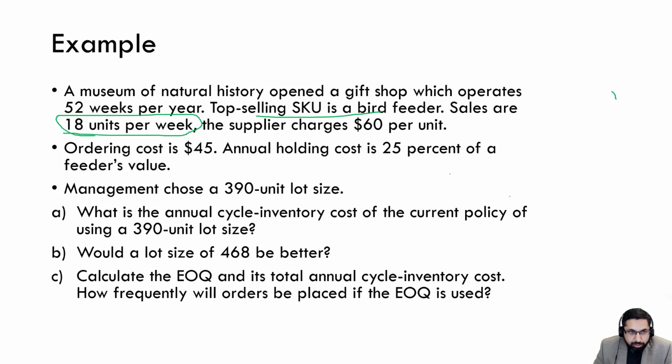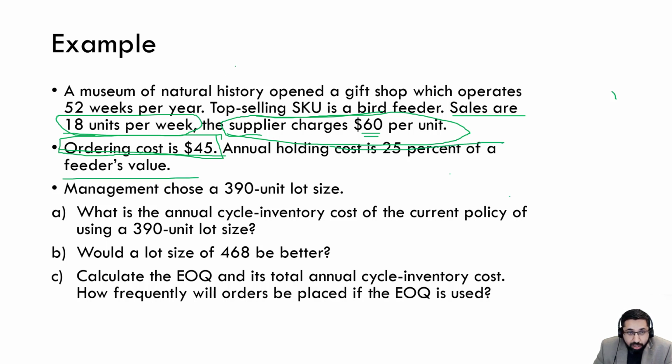We sell about 18 units per week, right? Because a lot of people have cats that'll just eat up the birds, so they can't buy the bird feeders, or sales are not as high as we would like. But they're decent. 18 units per week we sell, okay? And we buy these bird feeders from a supplier or a producer of these, and we pay them $60 per unit. Ordering cost is $45, okay? That means each time we place the order with the supplier to get some quantity of these bird feeders, we have to spend $45. Annual holding cost is 25% of the feeder's value.